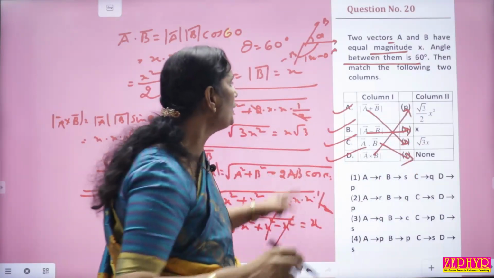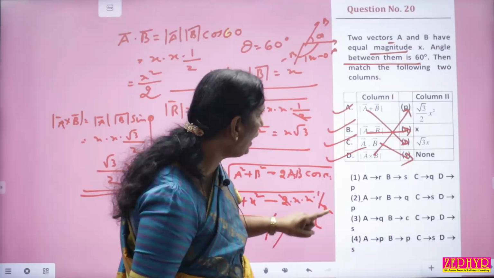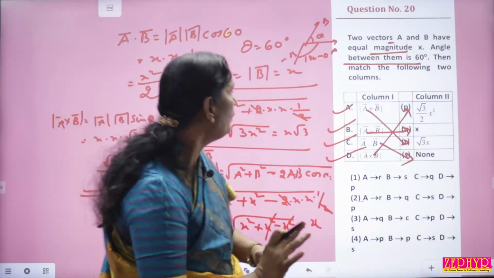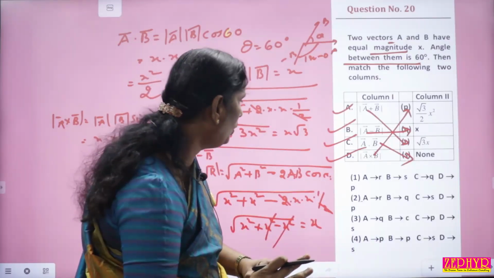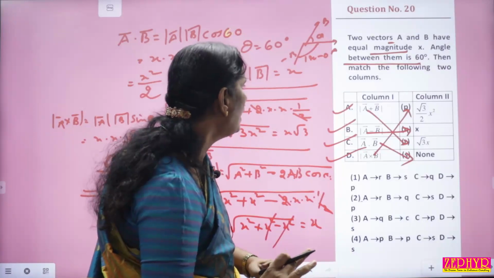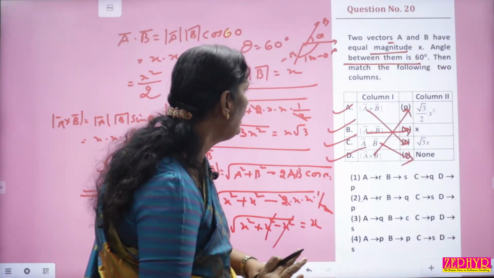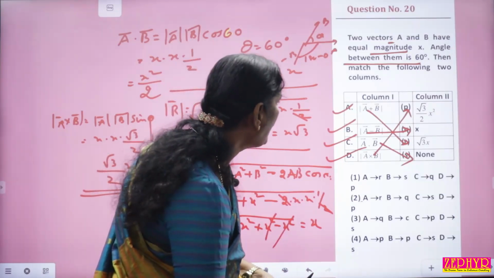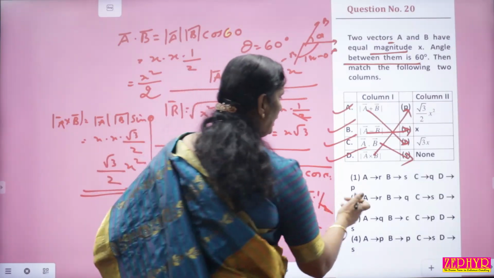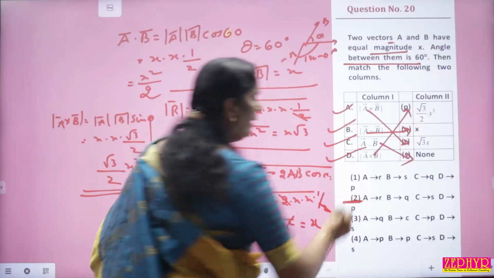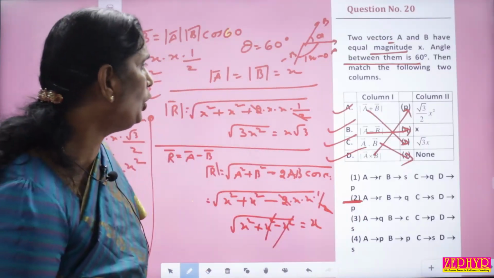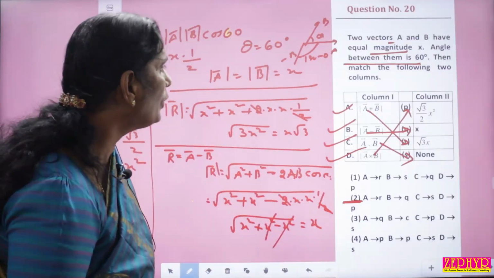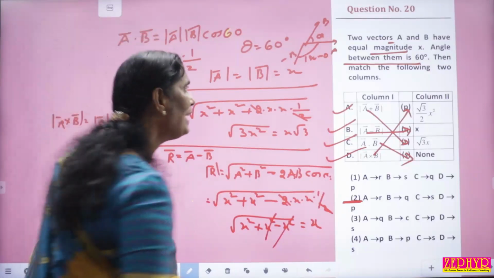So the answers are A goes to R, B goes to Q, C goes to S, D goes to P. Just check. A goes to R, B goes to Q, C goes to S, D goes to P. Correct. Like that. Okay.